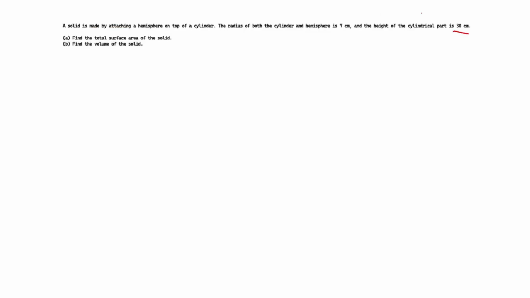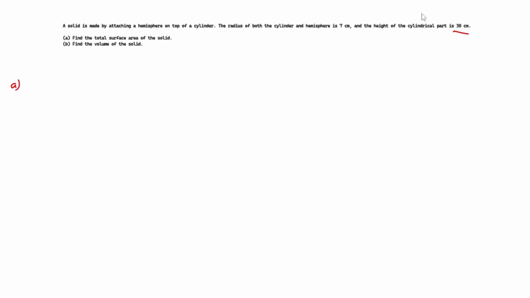The next question states a solid is made by attaching a hemisphere on top of a cylinder. The radius of both the cylinder and hemisphere is 7 centimeters, and the height of the cylindrical part is 30 centimeters. So A asks us to find the total surface area of the solid, and B asks us to find the volume of the solid. So let's start with A.